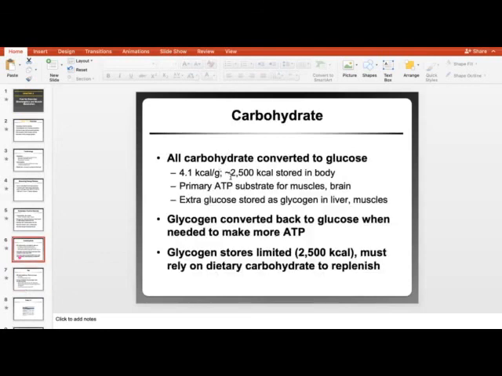And you also just don't have enough space in your liver and in your muscle cells to store a lot of carbohydrate. You only have enough for about 2,500 kilocalories. That's why you need to eat carbohydrate every day, because you just don't have enough to store. All right, but like I said before, carbohydrate is the primary source of energy for your brain, right?